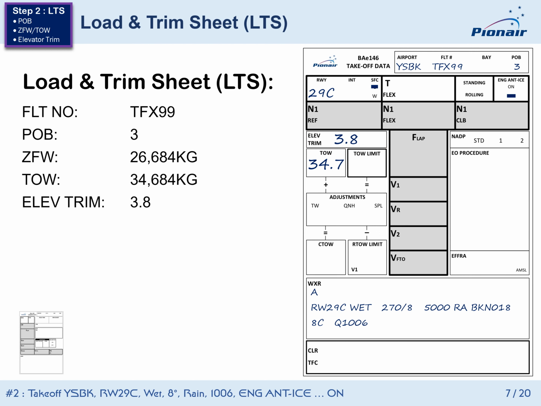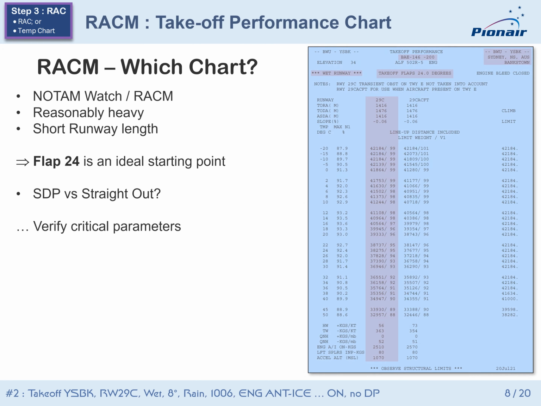With step 2 complete, we're moving on to step 3, the RAC manual. Step 3 is the RAC manual. The first challenge is making sure we have the correct page. We need the correct book for the series of aircraft, remembering we're in a 200 today. We then need to find the airport and the runway, at which point we might need to go back and check there isn't a NOTAM watch chart that we should have gone to instead.